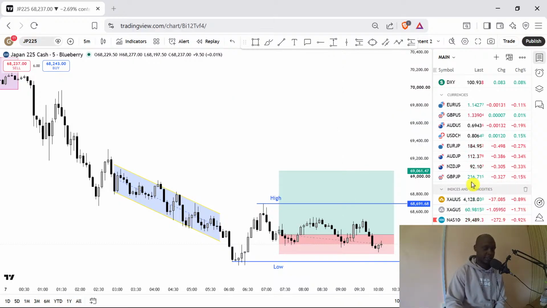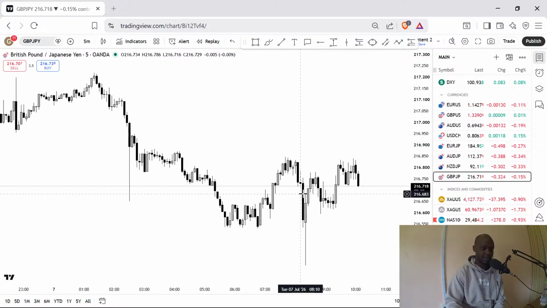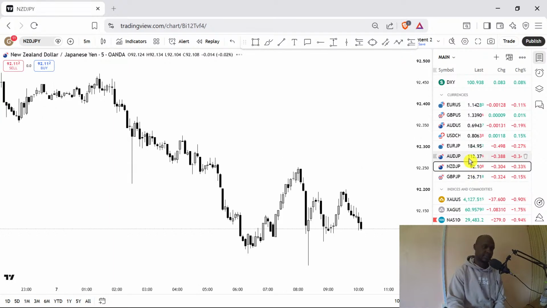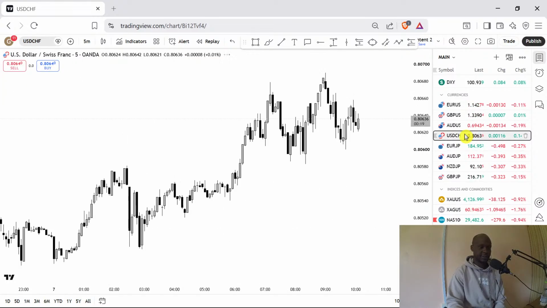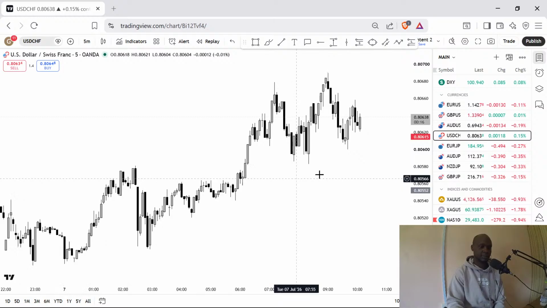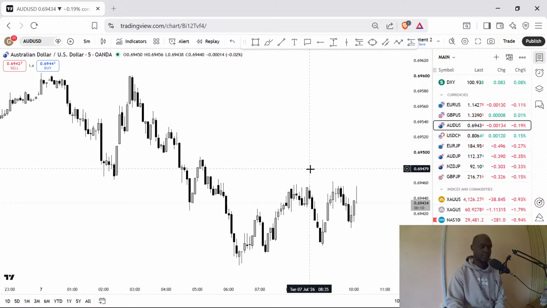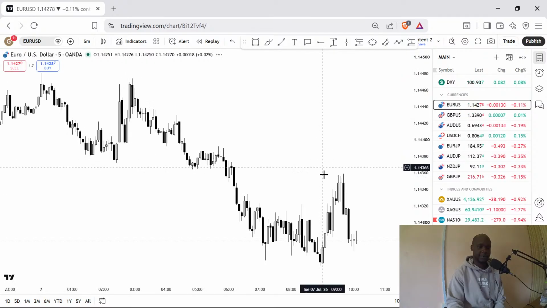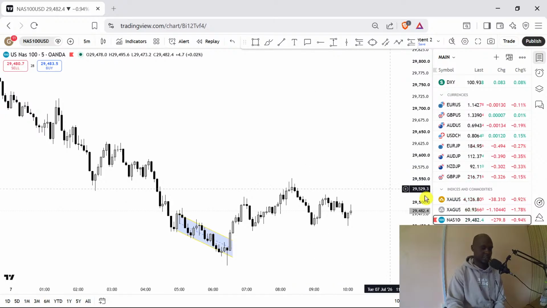Let me just take a quick glance at the other pairs. So with the currencies, I'm not really expecting anything, but I can see we are still just in a corrective phase across all the yen pairs. Sorry about that. Nothing for me on the currencies today. Maybe during the New York session we'll reassess.